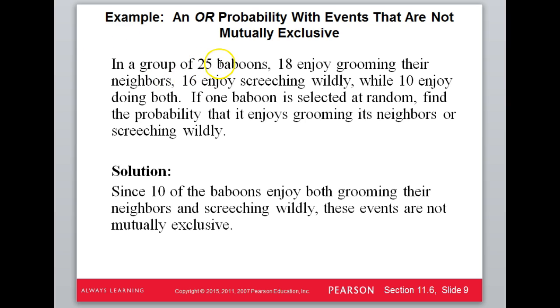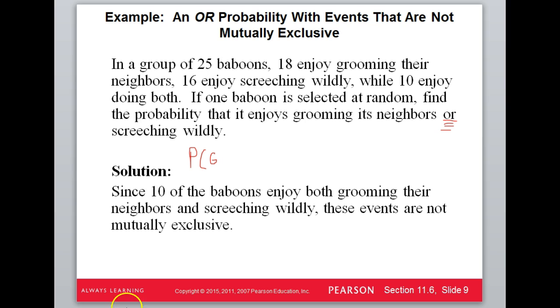So we've got a group of 25 baboons. 18 enjoy grooming their neighbors. 16 enjoy screeching wildly, right? And 10 enjoy doing both of these things. So we're going to randomly select one of these 25 baboons. What's the probability that it enjoys grooming its neighbors, or, right, again, keyword here, or, that means I know I can use that rule, or screeching wildly? So what I'm being asked to do here is find the probability. I'm going to put G for grooming.